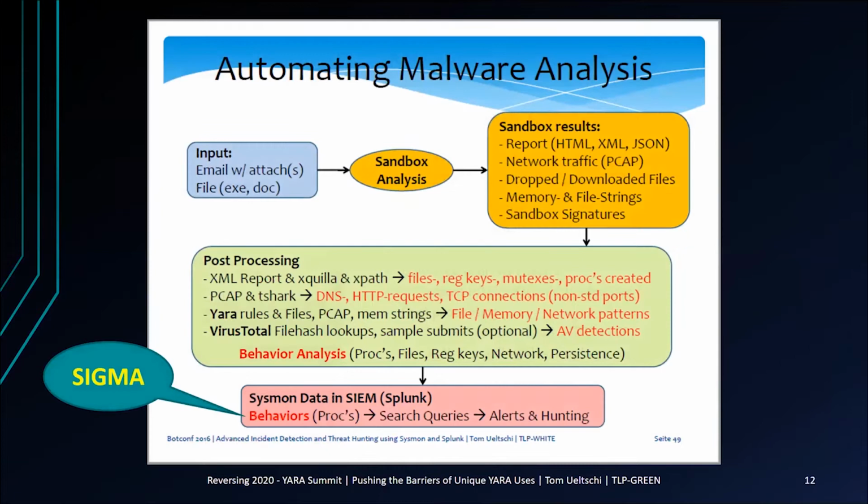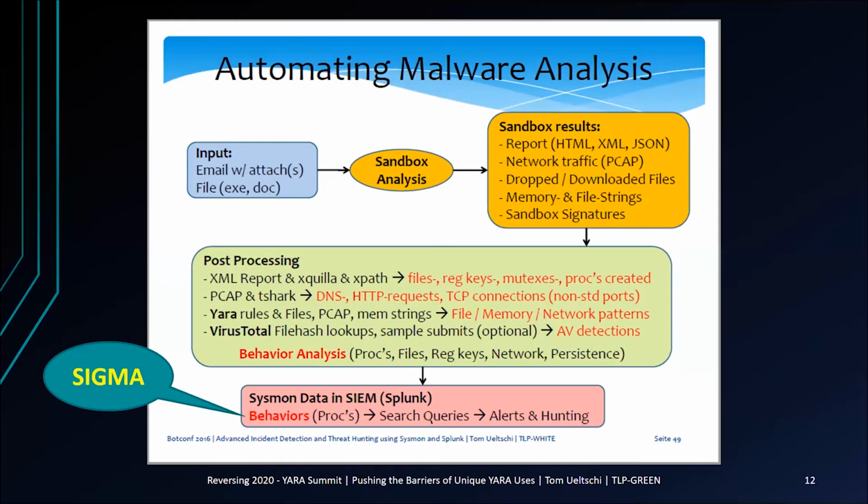This is an overview of the malware analysis automation scripting process. The input provided are emails with attachments or files of any type that the sandbox can analyze. The script extracts mail attachments and uploads the files to the sandbox. When analysis is finished, all results are downloaded: full analysis report in HTML, XML, and JSON format, the PCAP from network traffic, the dropped and downloaded files, strings from processes in memory and files, and the sandbox signatures.